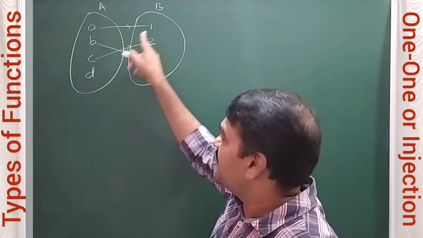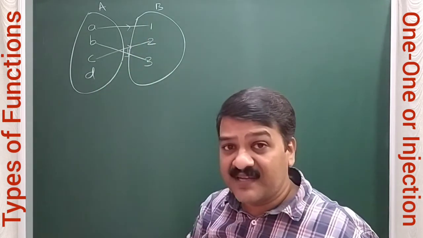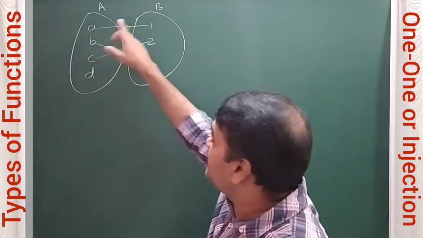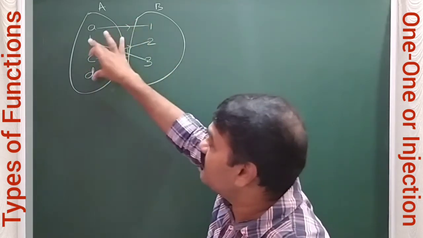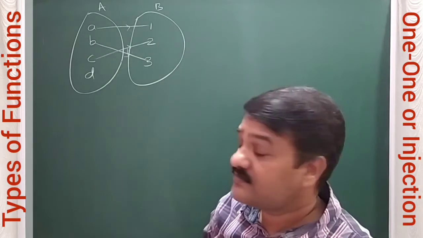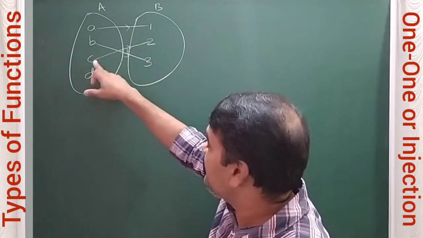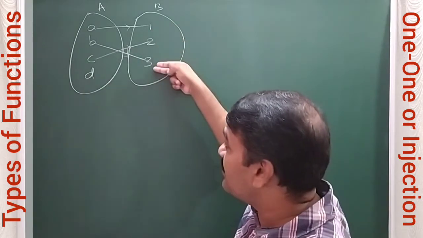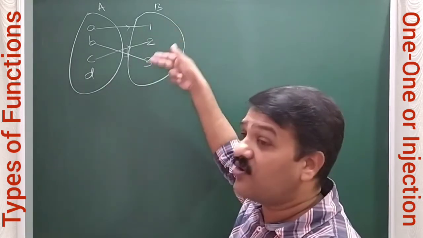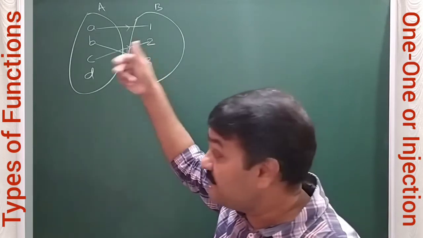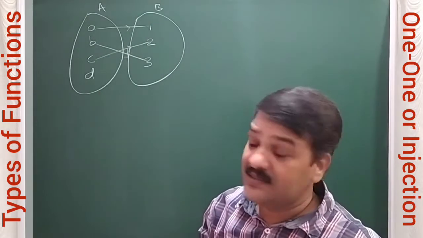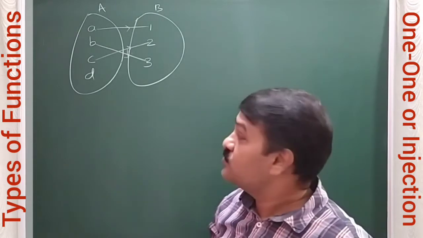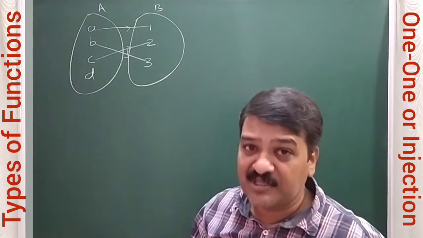Now where will we map D? Because different elements must have different images. A's image is 1, so we cannot map another element to 1. Image of B is fixed here, image of C is fixed here. D cannot be mapped to these elements because they have already been mapped. Images cannot repeat. So how will you complete the 1-1 mapping? It is not possible.